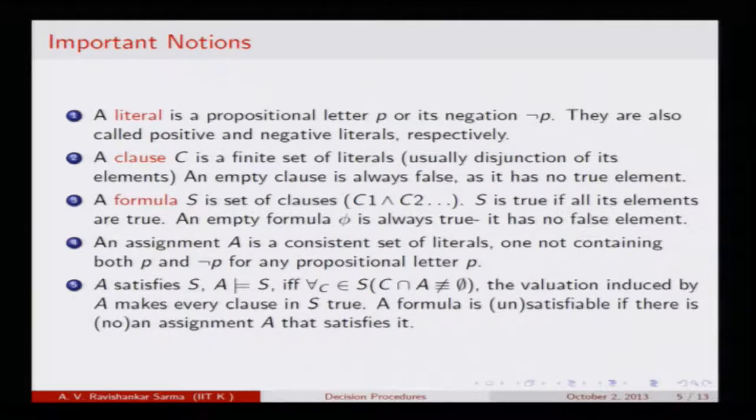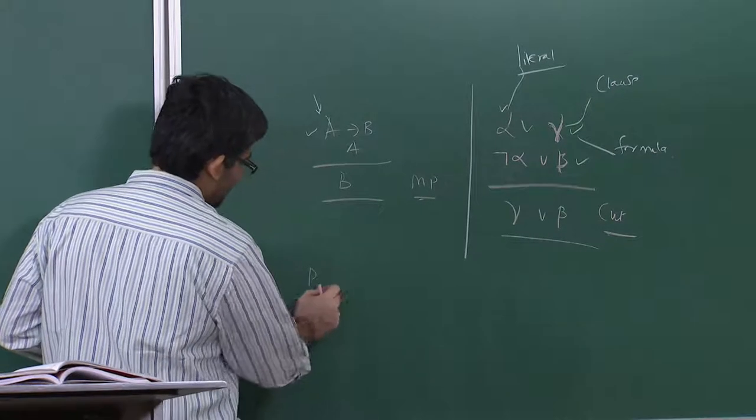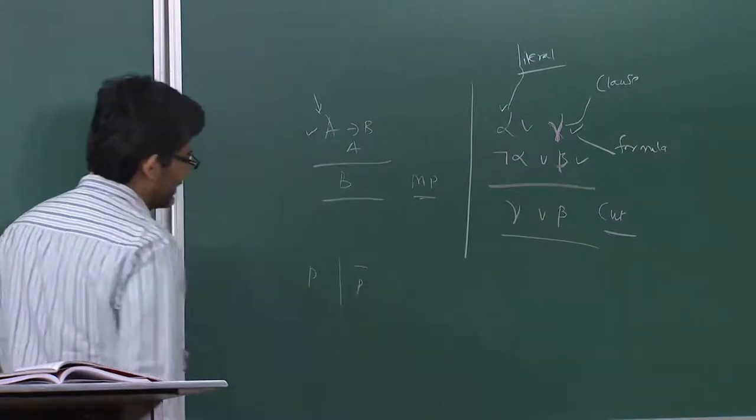Now here are some of the important notions before going into the details of this resolution refutation method. So let us go into the details of these important notions one by one. First, we need to talk about a literal. A literal is a propositional letter. When you express it in the positive way, it is P, and in the negative way, the negation of that one, it is not P. Usually, in the language of logic, we write P and its complement.